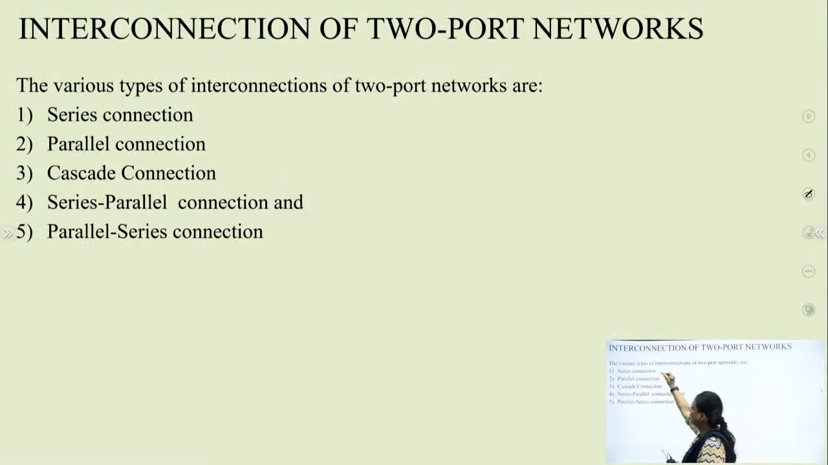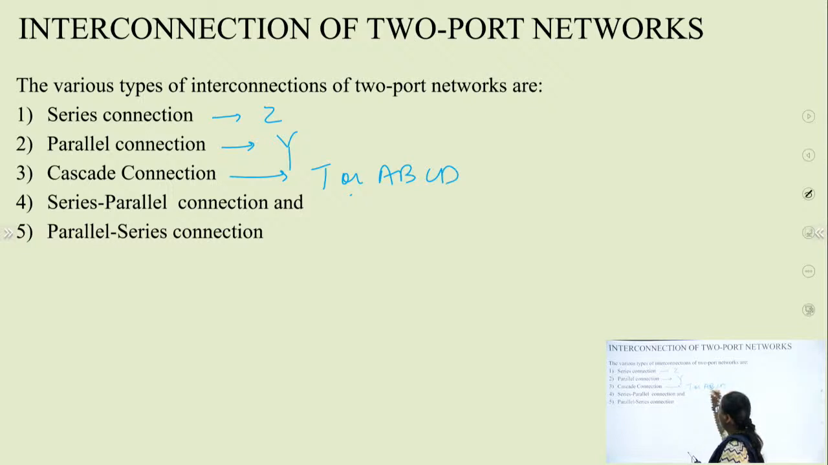Series connection is for the Z parameter, and the parallel connection is for the Y parameter. The cascade connection, also called the tandem connection, is for the T parameter or ABCD parameter. Another one is the series-parallel connection, which is for the H parameter or hybrid parameter, and the last one is the parallel-series connection, which is for the G parameter. I am going to discuss all these types of connection one by one.